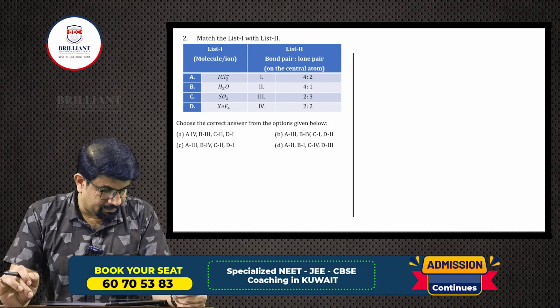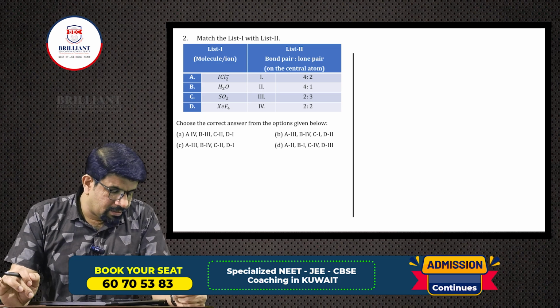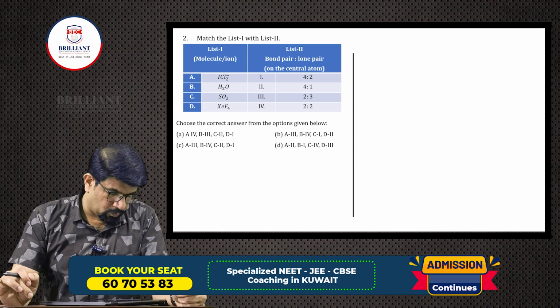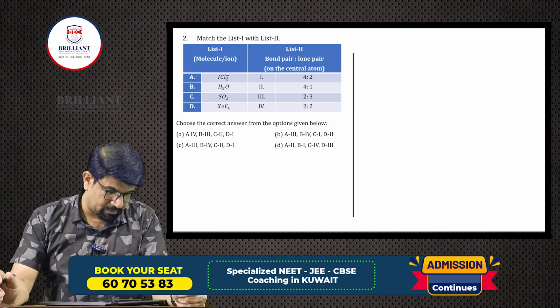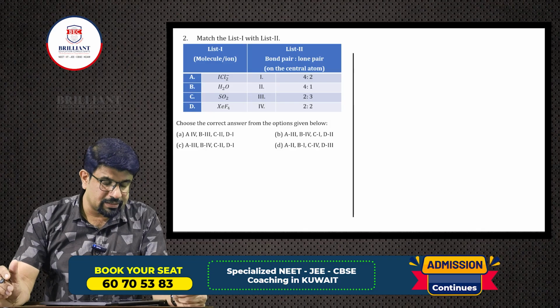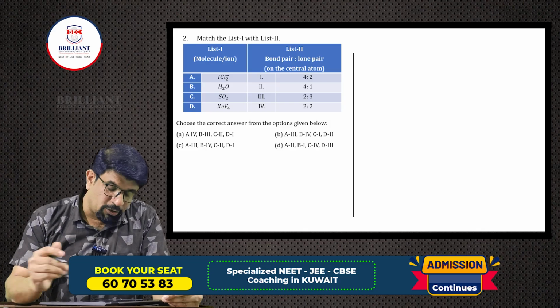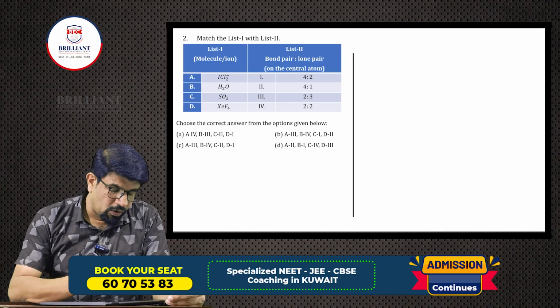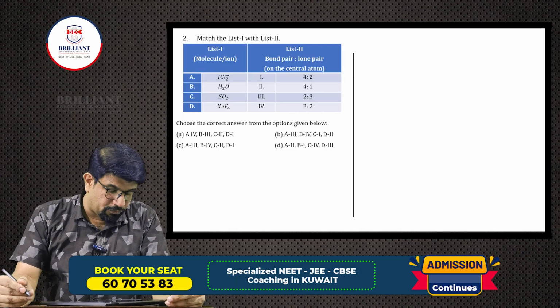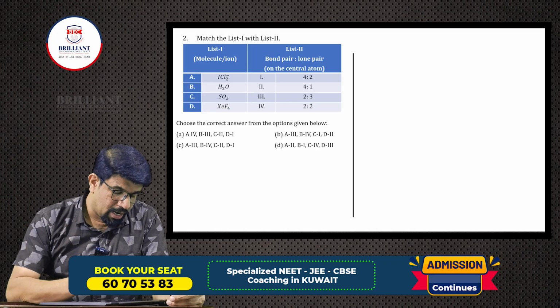Students, next question. Match list 1 with list 2. In list 1, molecules or ions are given. In list 2, the ratio of bond pairs to lone pairs is given. First you have to understand the shape, then only we can understand how to match this. We know how to find the hybridization, lone pairs and so on.